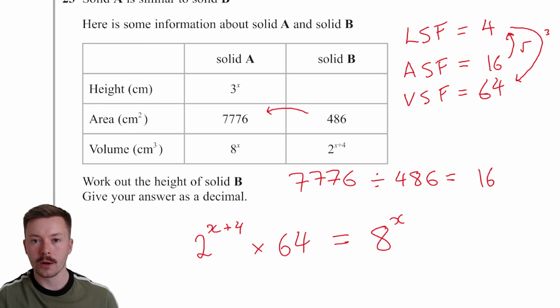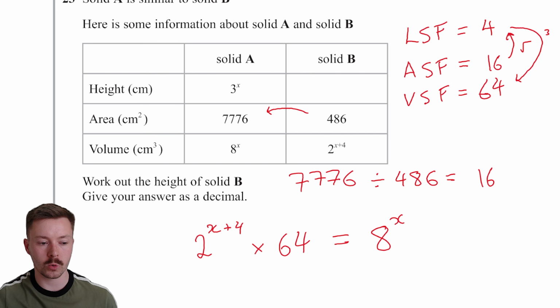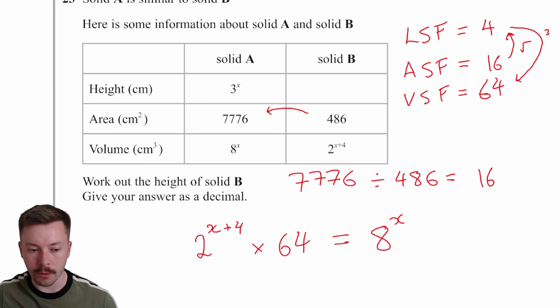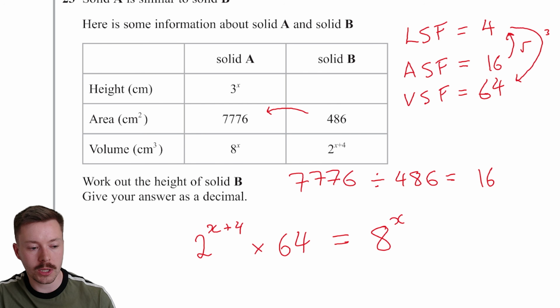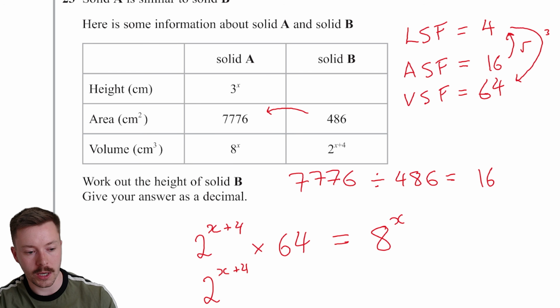Now, here you may notice all of these numbers are powers of 2. And actually, even if you don't notice that, you can't really do anything with 2 to the power of x plus 4 in terms of changing the base easily, at least. So that is a good indication that we are going to have to change the base for the other things. So I'm going to have to change the base for the 64 and the 8 to the power of x. So 2 to the power of x plus 4 is going to stay the same.